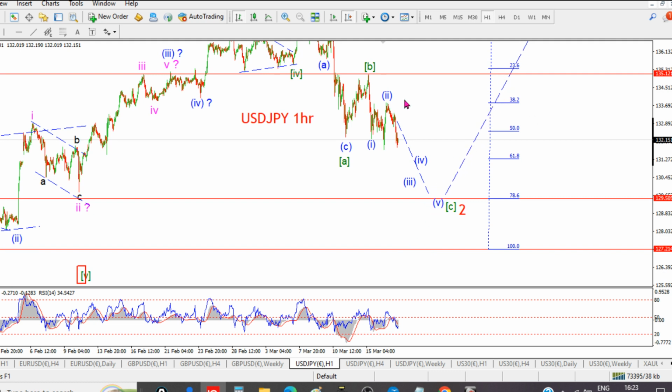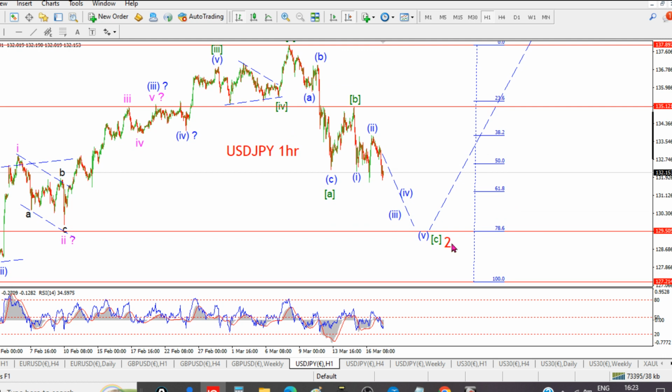So I'm still suggesting further downside here in dollar yen for the early part of next week. But depending on how long wave C takes, maybe most of next week, and then a rally to begin in wave 3. So we will see how this pattern develops.